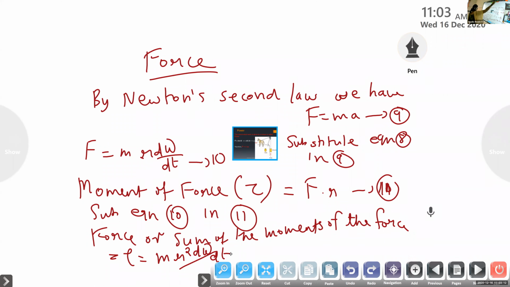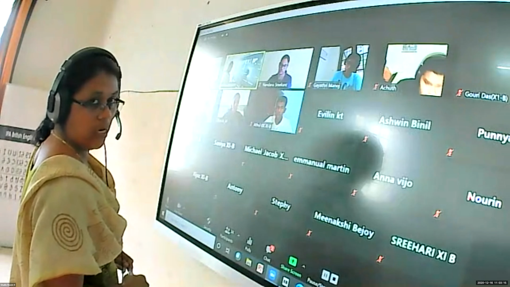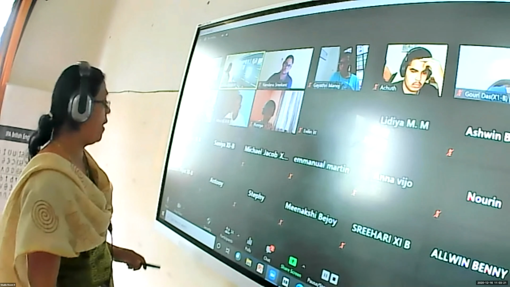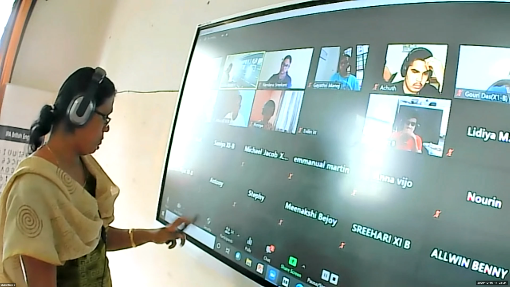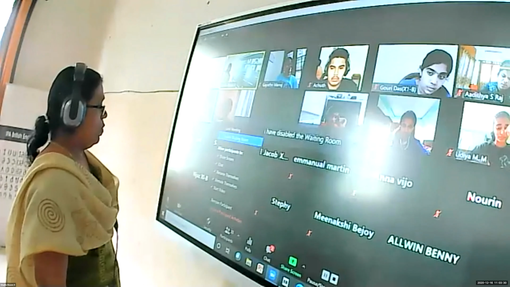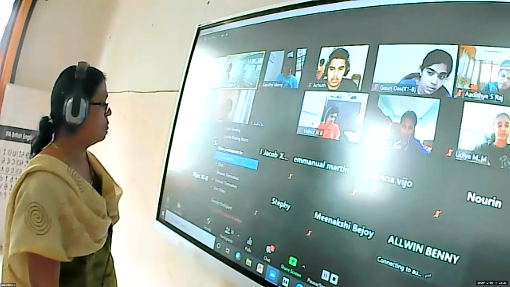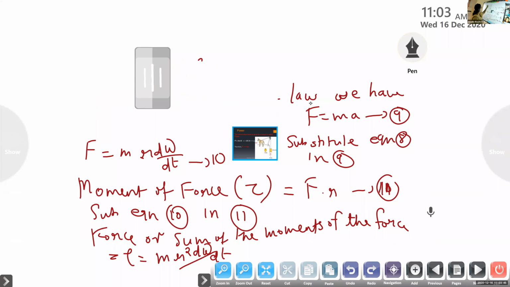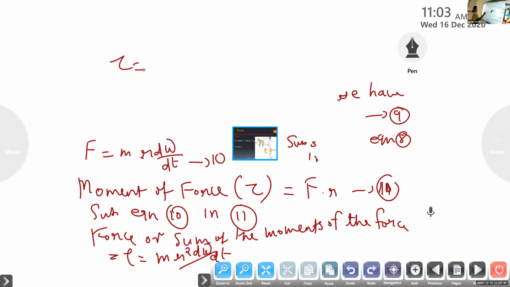Now what is d omega by dt? It is the change in angular velocity. Which letter can we use instead of d omega by dt? Alpha. Correct. So we have torque is equal to m r square into alpha. Instead of d omega by dt, we can write m r squared alpha.